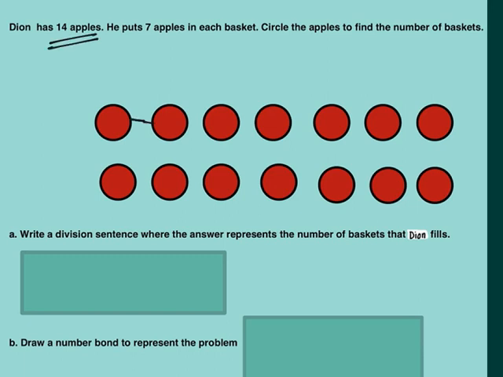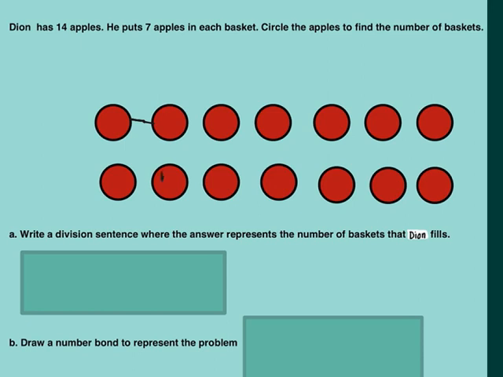The total here is 14. Dion has 14 apples. He put 7 apples in each basket. So the size here is 7. And what is being asked is, we have to circle the apples to find the number of baskets.